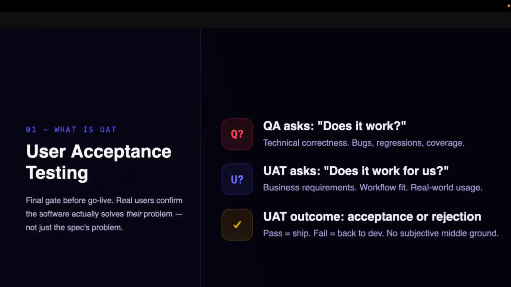Here is the key mindset shift. UAT is not about finding bugs, it's about confirming business requirements. Your QA team found the bugs, UAT confirms the solution solves the right problem. If QA asks "does it work?", UAT asks "does it work for us?"